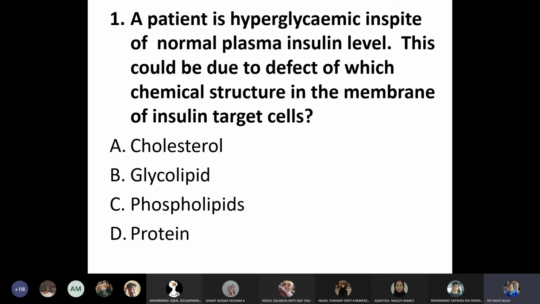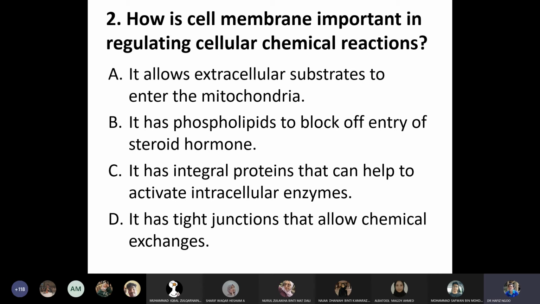I'll just move on to the next question, unless you have more questions you want to ask. No. Okay, question 2. How is the cell membrane important in regulating cellular chemical reactions? Option A says it allows the extracellular matrix to enter into the mitochondria. To a certain extent that is true, but that has to be regulated, not all. You have to be very careful with this type of answer, because these are extracellular substrates to enter into the mitochondria. Mitochondria are very much inside the cytosol, the cytoplasm.